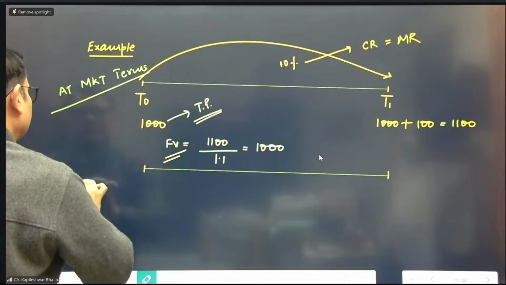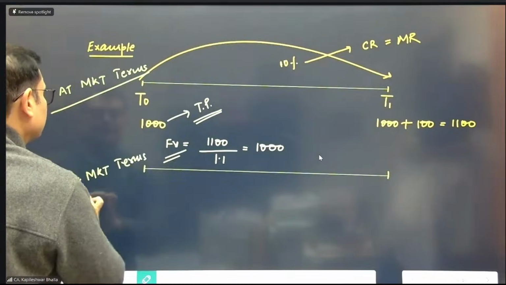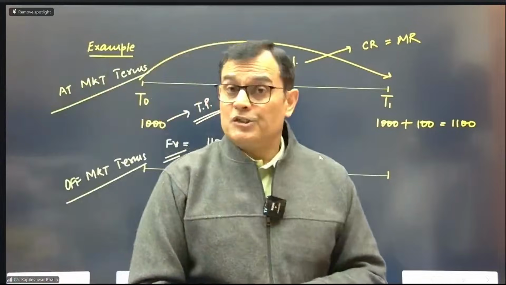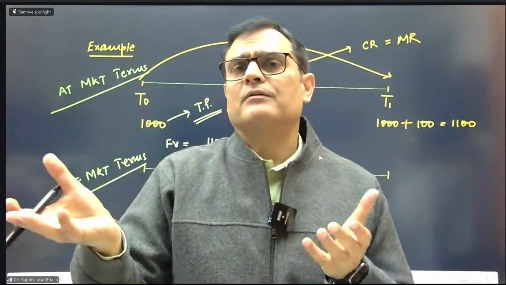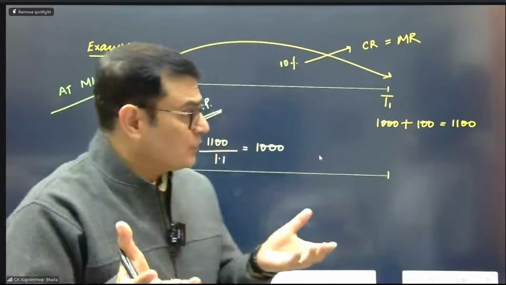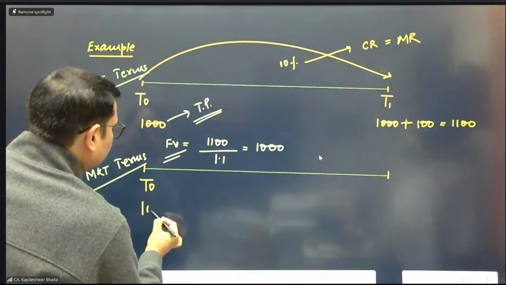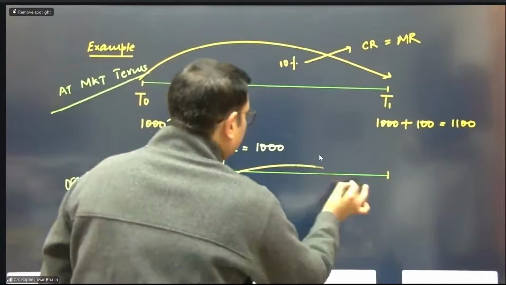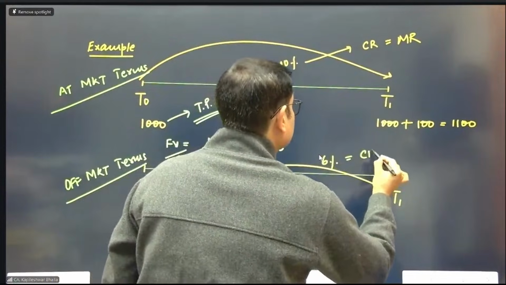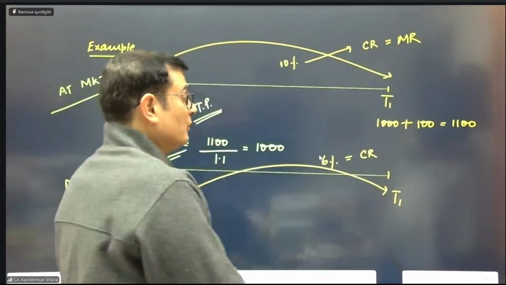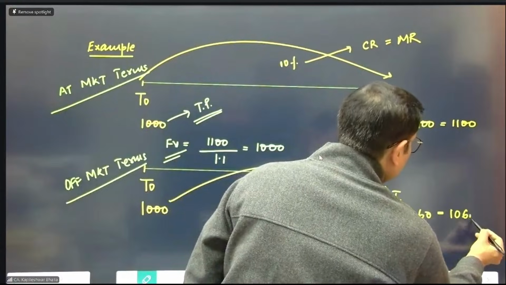But let's imagine it is off market terms. For example, the market rate of interest is 10% and I will charge you, let's say, 6%. So let's say you gave a loan to someone of 1,000 rupees and said I'm going to charge you interest at 6%. This is the contracted rate. So you will tell the person that on 1,000, pay me 60, that is 1,060.